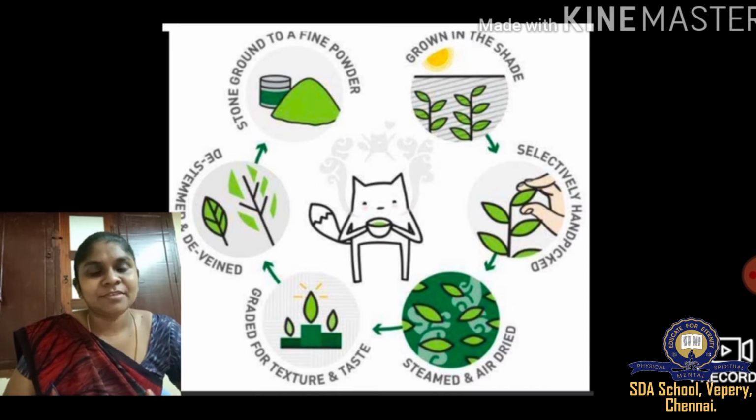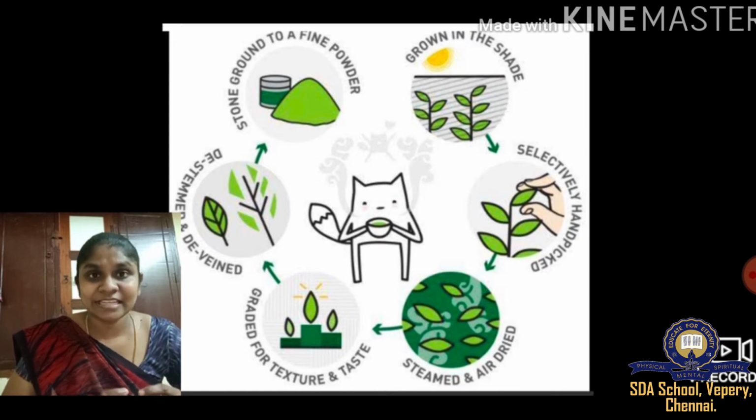Okay. Look at this. The first one, grown in the shade. That is, the tea leaves are grown in the shade and then selectively hand picked. It is picked from the plant manually and then it is steamed. Then it is air dried.